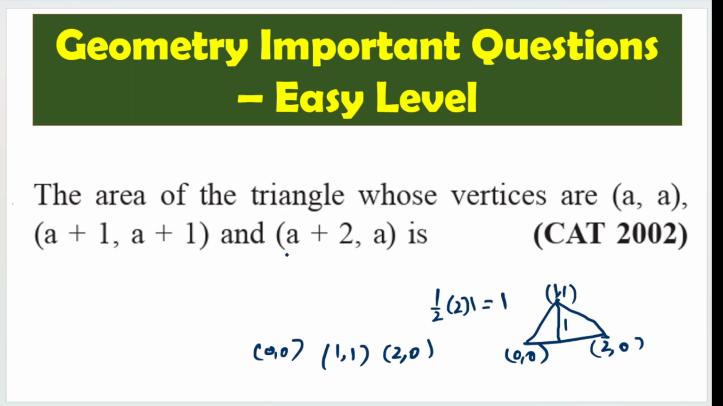Irrespective of a, it doesn't matter. If you shift this (0, 0) to (1, 1) or (4, 4), it doesn't matter. The area of the triangle will remain the same. Just the position of the vertices will change, but the relative positions will always remain the same. Even if you make it (4, 0), then this becomes (6, 0), then this becomes (5, 1). It doesn't matter. Still, the base is the same, the height is the same.